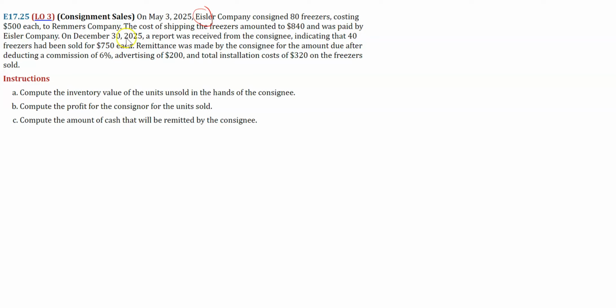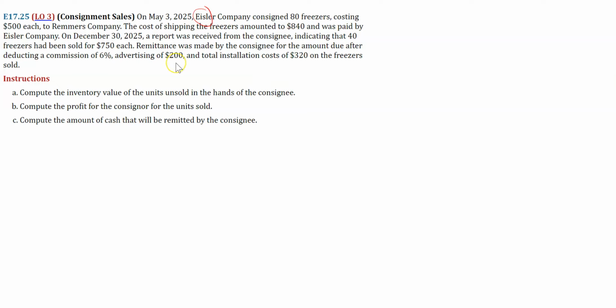On December 30th, they received a report from the consignee that 40 freezers had been sold. Of the total 80 freezers they sent, the consignee was able to sell half, and they sold each freezer for $750. Remittance was made by the consignee for the amount due after deducting a commission of 6%. This is the consignee's revenue. They get a commission when they sell the consignor's products.